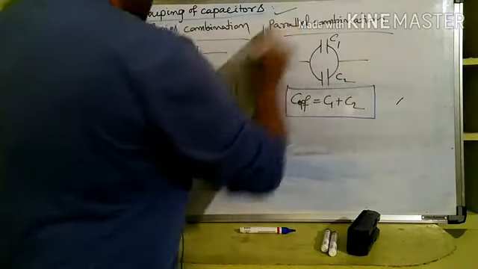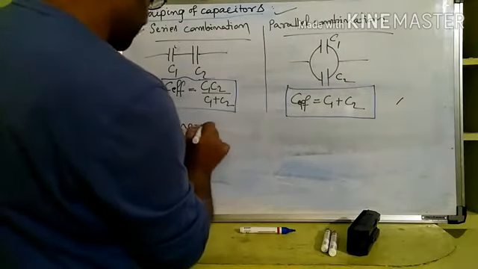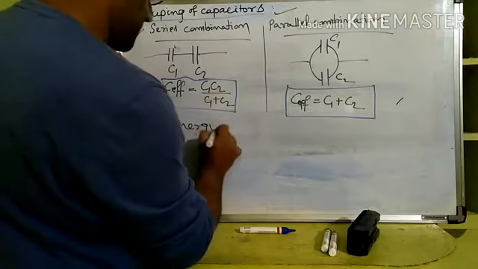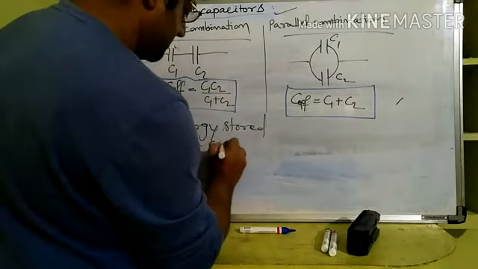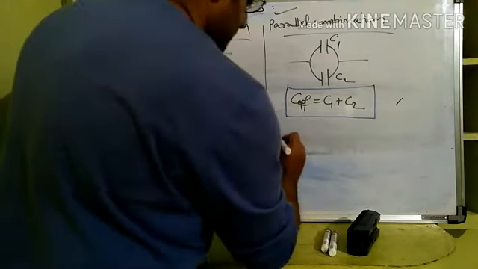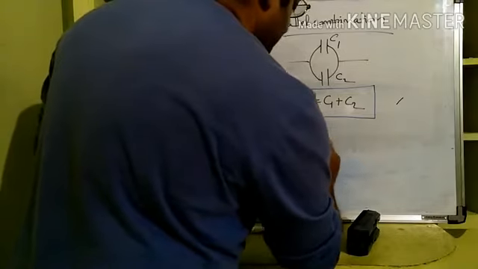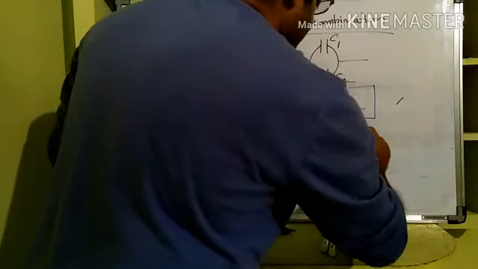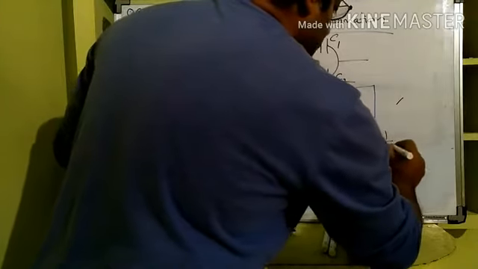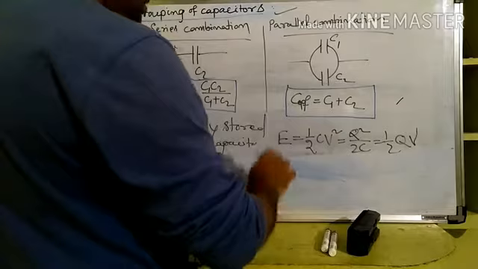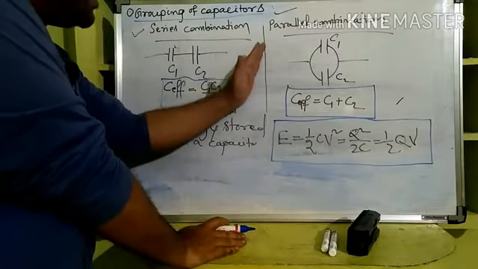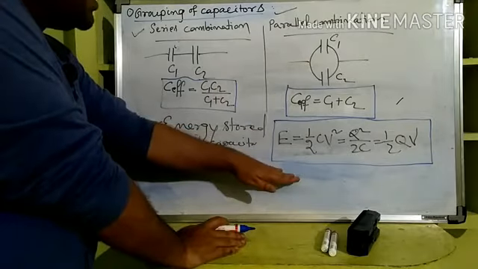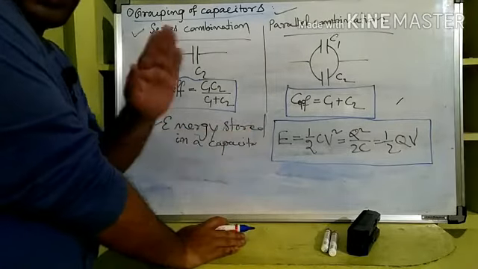Fine. This is the parallel combination. Then energy stored in a capacitor. So this was E is equal to half CV squared, is equal to Q squared by 2C, is equal to half QV. You remember this formula we had studied in the previous session. So taking the idea of grouping of capacitors, that is series combination and parallel combination, along with the idea of energy stored, we are going to do one numerical.